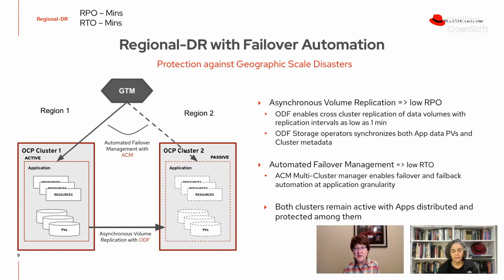We talked about RPO. So this is definitely the solution with the automation now, with ACM and ODF and ODR, OpenShift Disaster Recovery, this gets down into the minutes of both RPO and RTO, which is pretty low when you compare it to, say, if you had to do a backup and recovery kind of strategy.